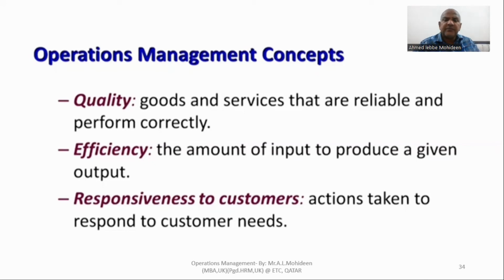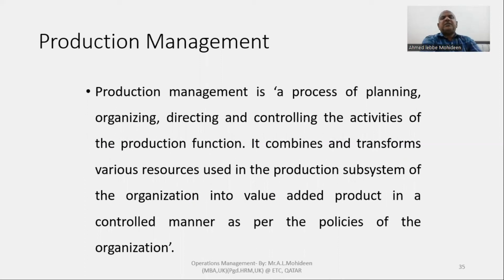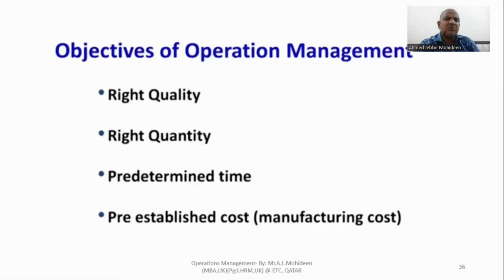Also another important concept. Production management is a process of planning, organizing, directing, and controlling. We discussed all that now. The objectives of operation management are: the right quality is important, and the right quantity. The right quality means the shirt should be of the right quality, and the right quantity is how many we want to sell, the number. And predetermined time: you already know within how many hours, days, weeks, or months you are going to make it. That is the scheduling. And the pre-established cost, the manufacturing costs. So these are the objectives of operations management.